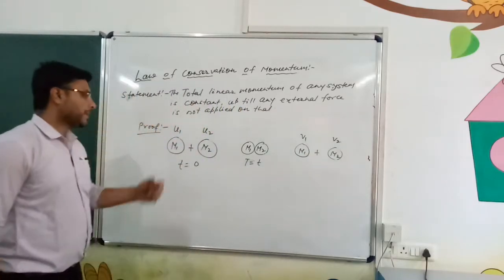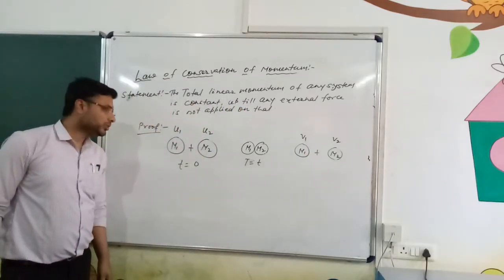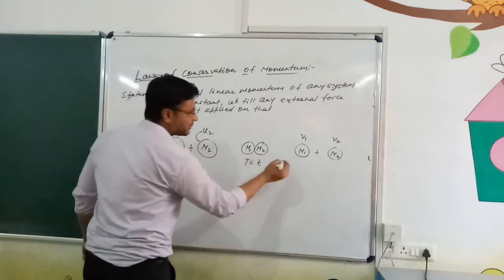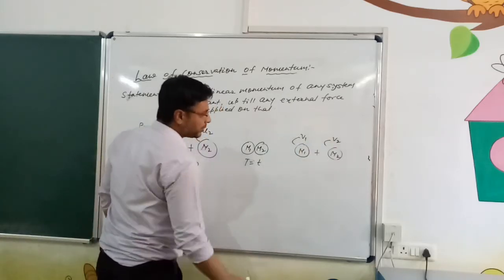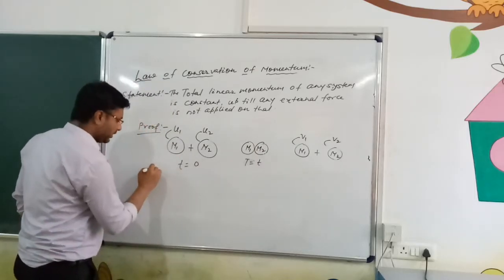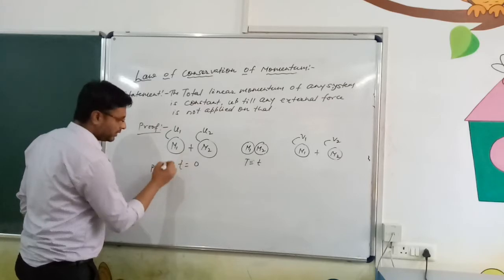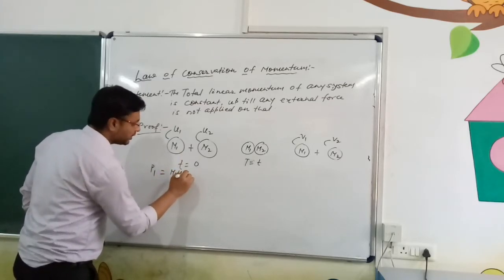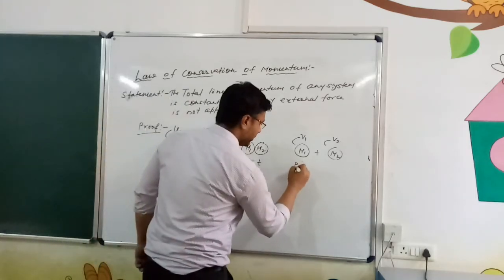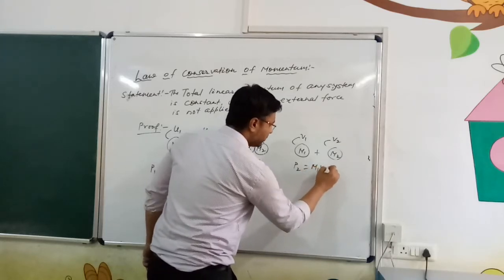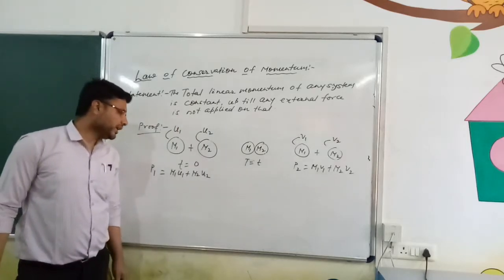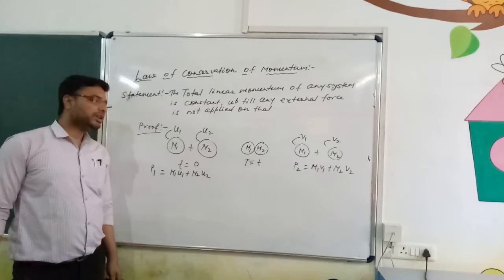So now we have a system of two objects, and the initial linear momentum is m1 u1 plus m2 u2. After the collision, the linear momentum is m1 v1 plus m2 v2. Let's suppose the total initial momentum P1 is m1 u1 plus m2 u2, and the total final momentum P2 equals m1 v1 plus m2 v2. How can we prove that both linear momenta are equal?